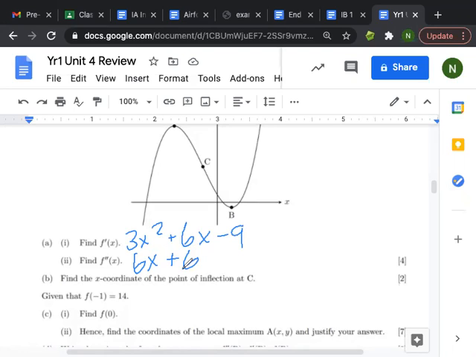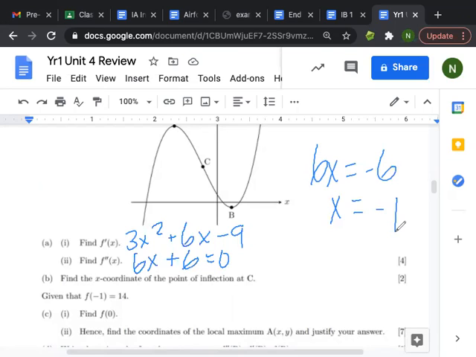I'm setting this f double prime equal to 0. So I would subtract 6 from both sides and then divide by 6. So I get x equals -1. But then that gives us 1 point, so how do we do the other one?